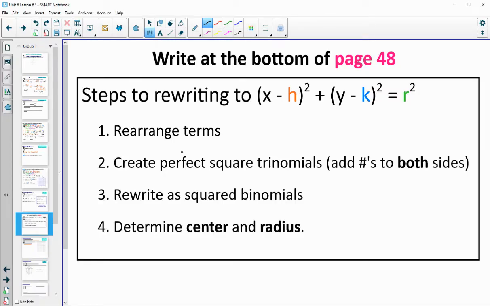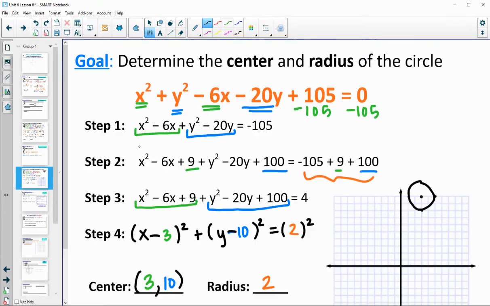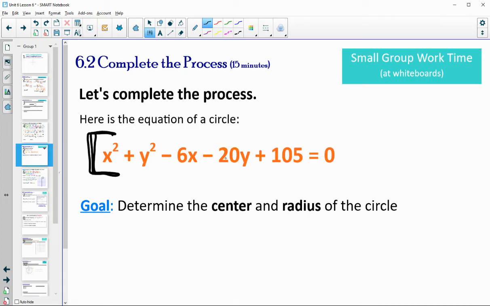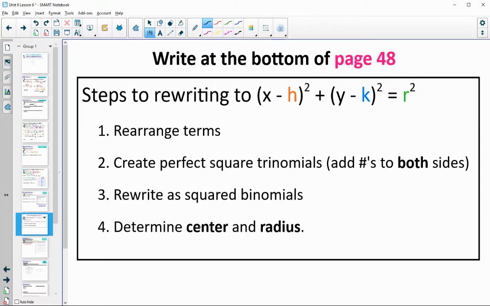So then at the bottom of page 48, why don't we write down some simplified steps on how we do what's called completing the square. So steps to rewriting into this standard form. So when it's multiplied out, so when it's given to you all multiplied out, what are the steps to go backwards? So at the bottom of page 48 under your summary, and your summary says this just in a lot more words. So let's just simplify it a little bit.